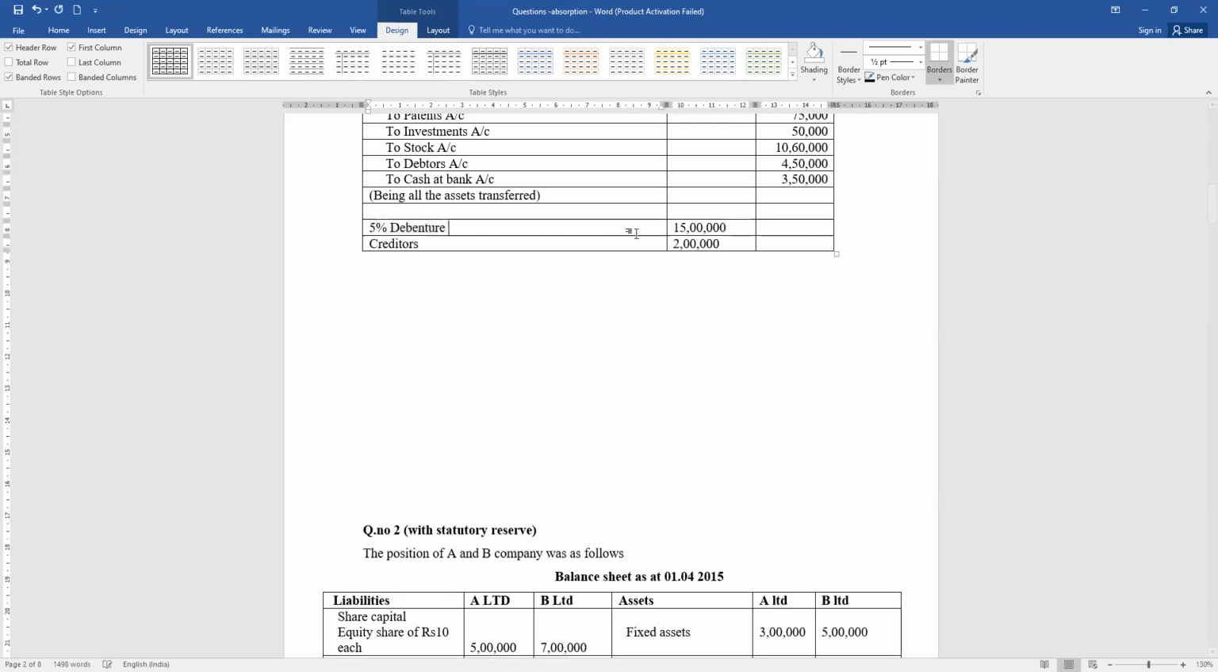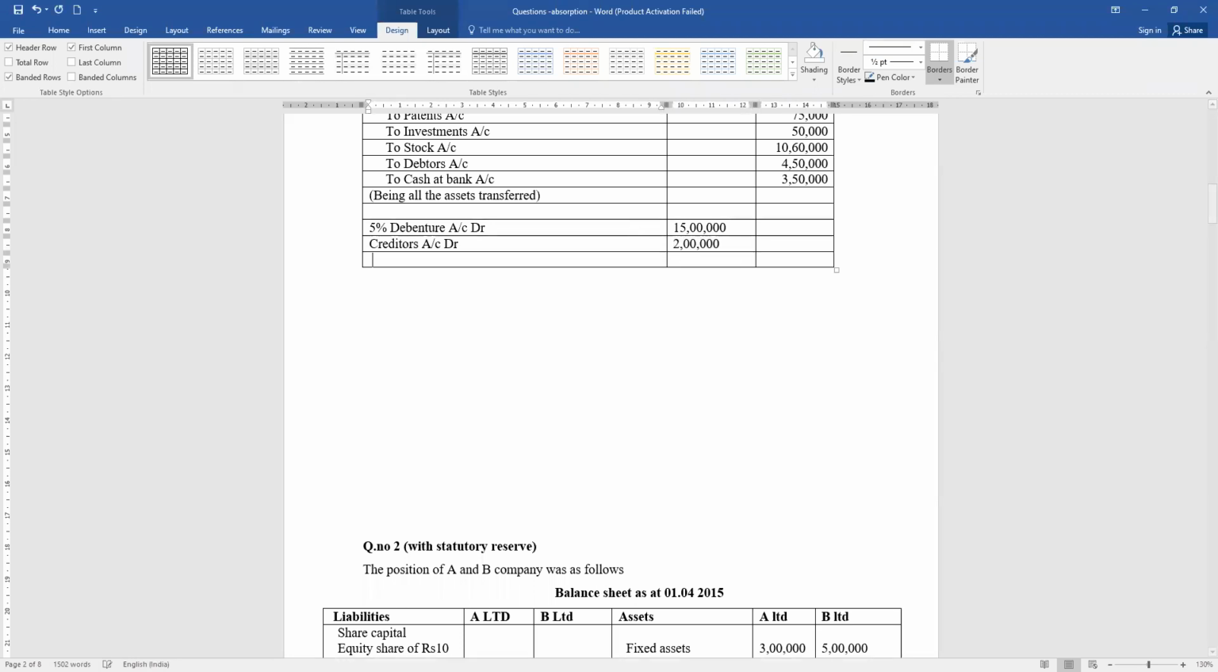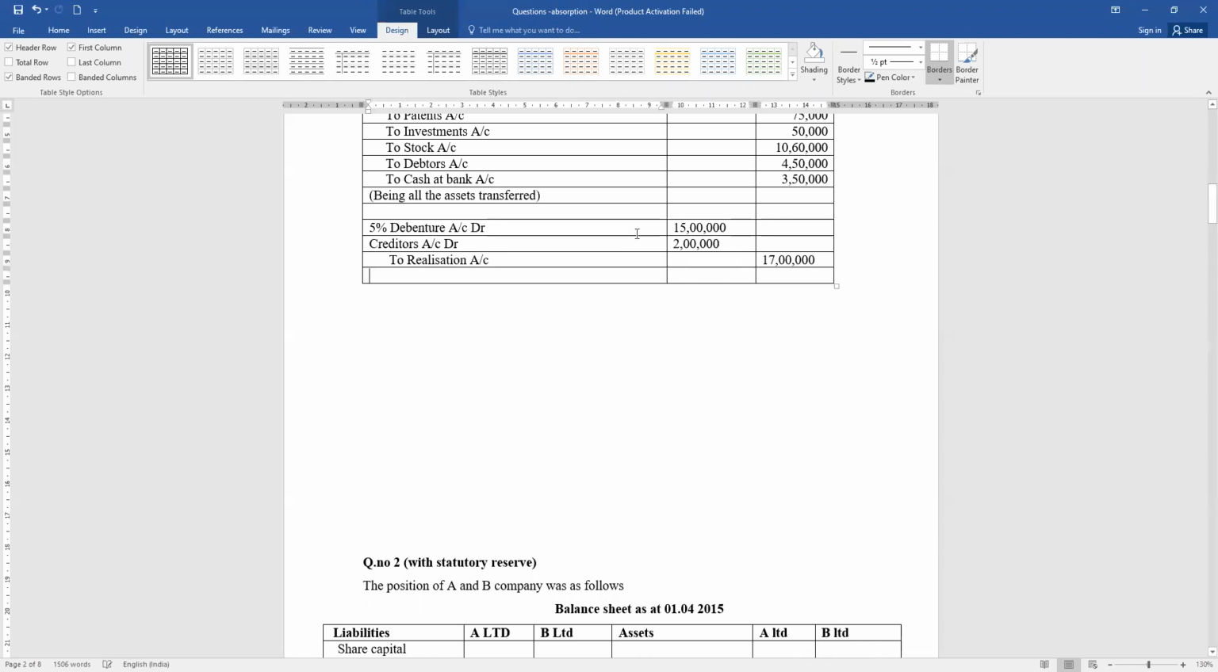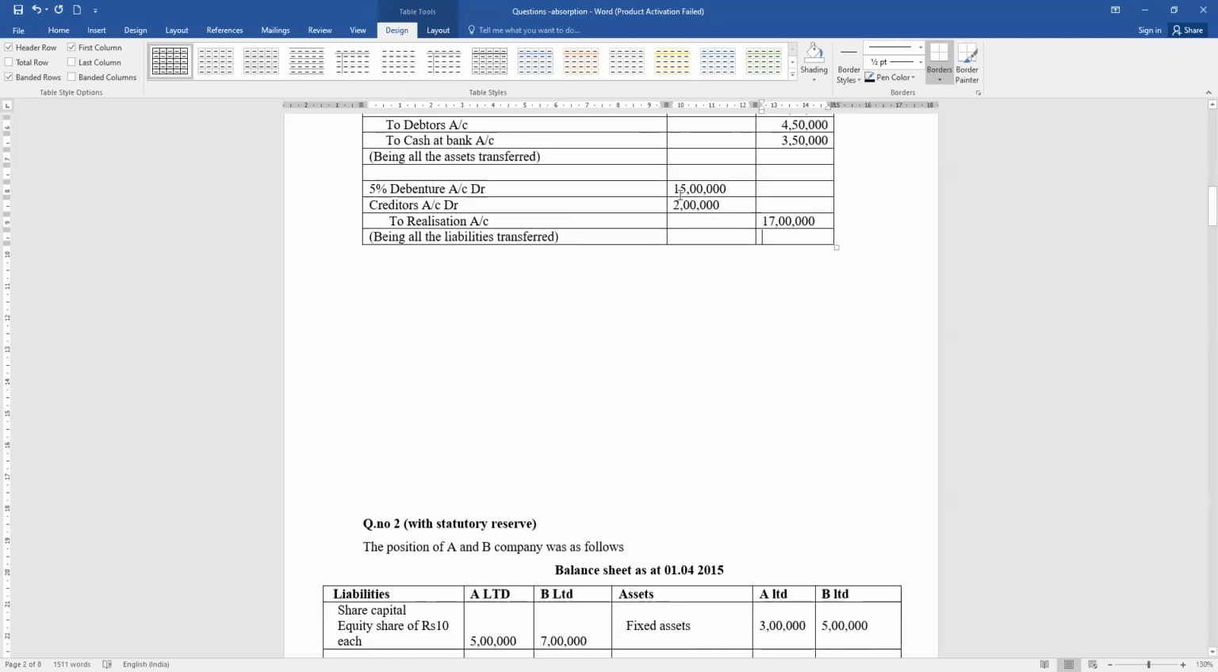So debentures account, debit 15 lakhs, creditors account debit 2 lakhs to realization account. What is the total? 17 lakhs. So you have transferred all the liabilities, that is third party liability, being all the liabilities transferred.